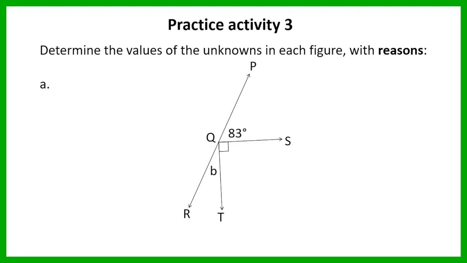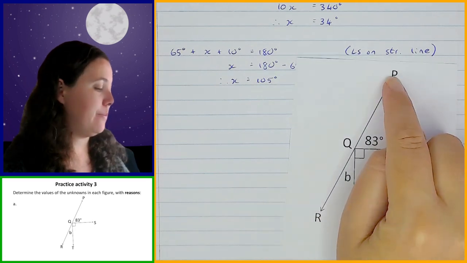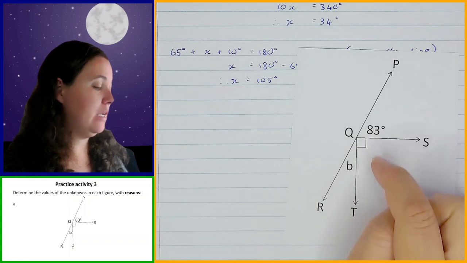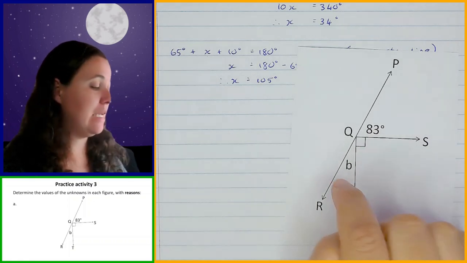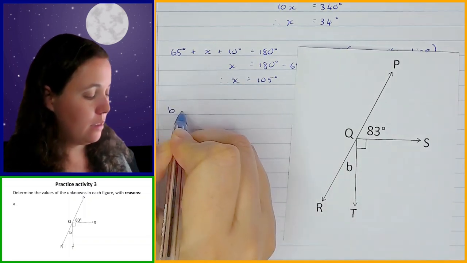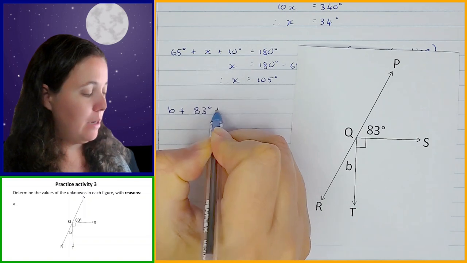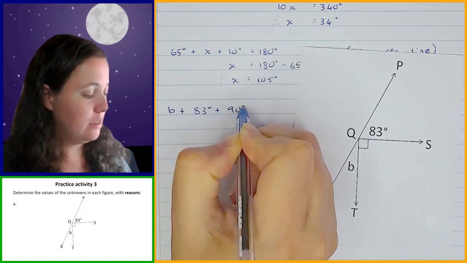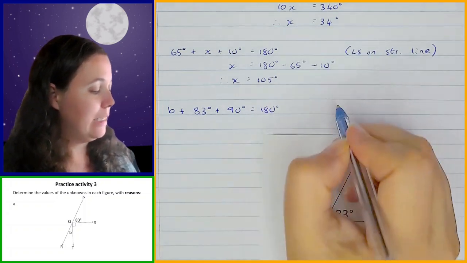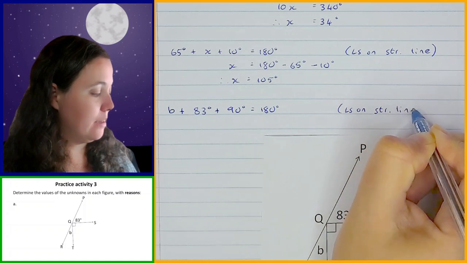Okay, so let's see how you went with that question. First of all, I've got line PQR, which is a straight line. I've been told this angle is 83. This is a right angle, so it's 90 degrees. And I need to work out the value of B. So I'm going to say B plus 83 degrees plus 90 degrees must all add up to 180 degrees. And my reason is angles on a straight line.